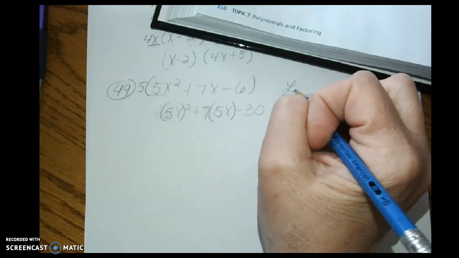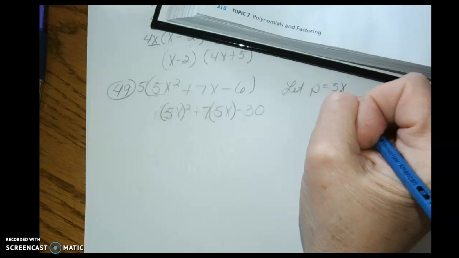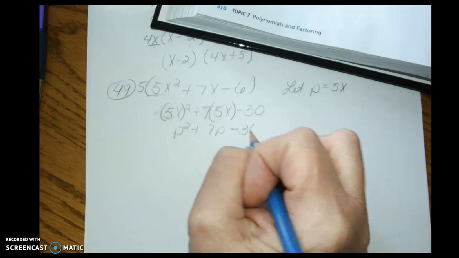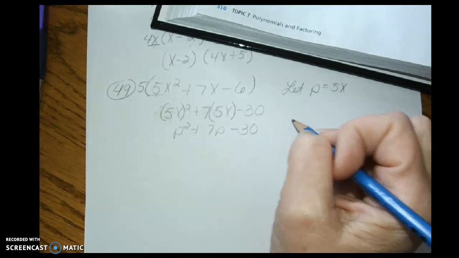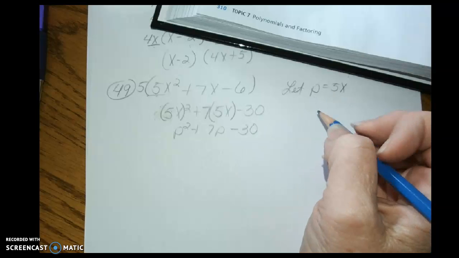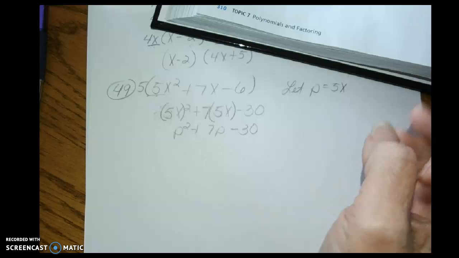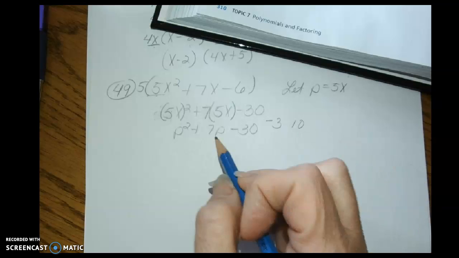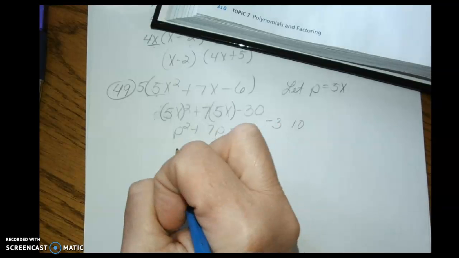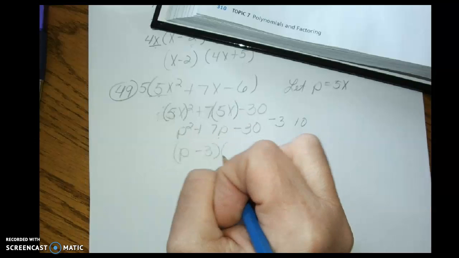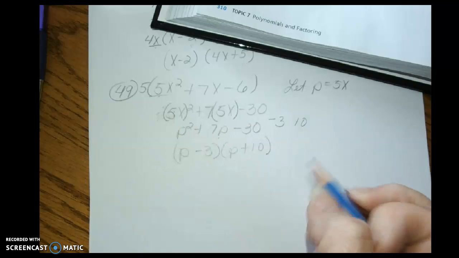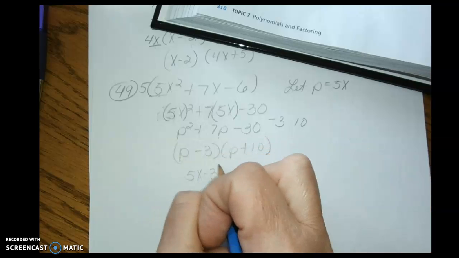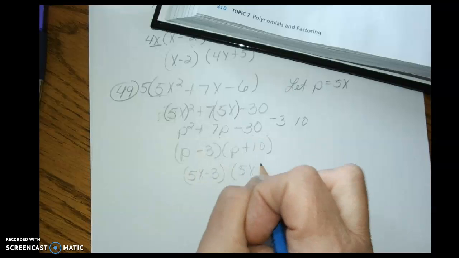Now I'm substituting. Let p equal 5x. I have p squared plus 7p minus 30. I go to factor this. I'm looking for factors of 30 added together that equals 7. One is going to be positive and one is going to be negative. 3 and 10. The 3 will be negative since this is a positive 7. P minus 3 times p plus 10. I'm going to resubstitute back in for p, 5x minus 3, and for p here, 5x plus 10.